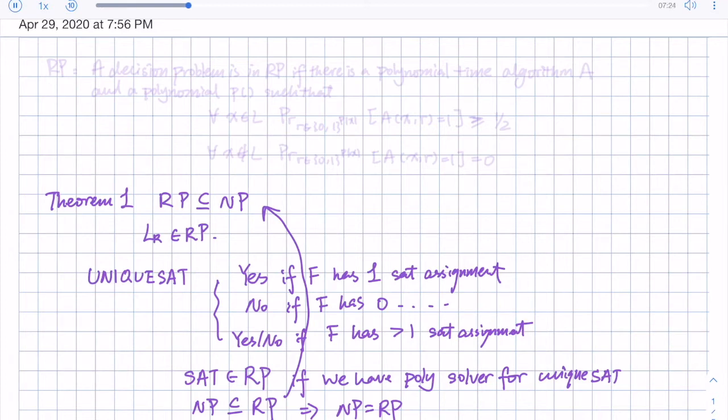Now we'll proceed to prove the Valiant-Vazirani theorem. So the Valiant-Vazirani theorem says that given a Boolean formula F in conjunctive normal form, we can construct in polynomial time a set of formulas F1, F2 to Fm, all in conjunctive normal form, such that if F is satisfiable, then with probability greater than 1/8, one of the Fi is uniquely satisfiable. And if F is unsatisfiable, then all the formulas that we have constructed are unsatisfiable.